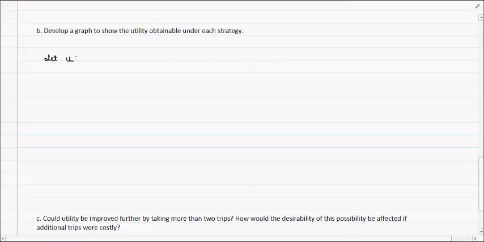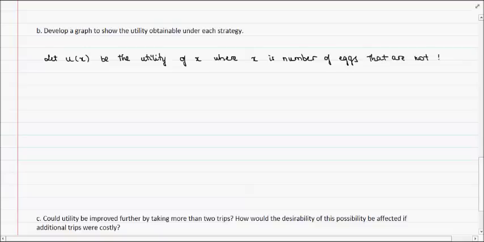So we will let U(x) be the utility of x, where x is the number of x that are not broken. Because the question doesn't tell you anything about a utility function, we will just be assuming that the utility is a conventional concave function of x. Over here we assume that U(x) is a normal strictly concave function of x.